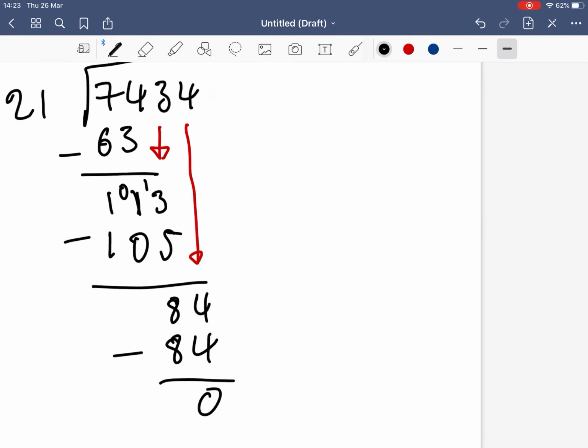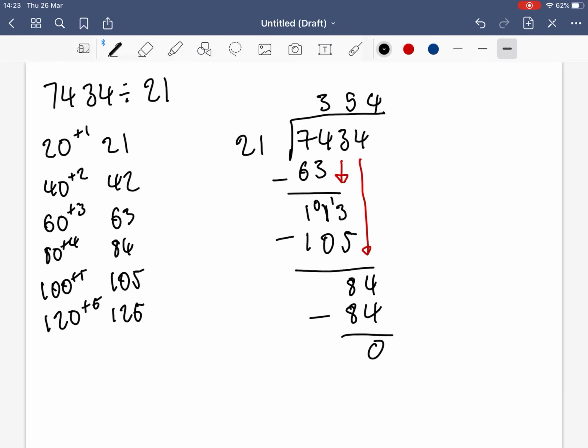Okay, next video I would go through a few long divisions with decimal points, but that's really the very, very basics of long division. If you follow each step perfectly, you will be able to work out a long division question.